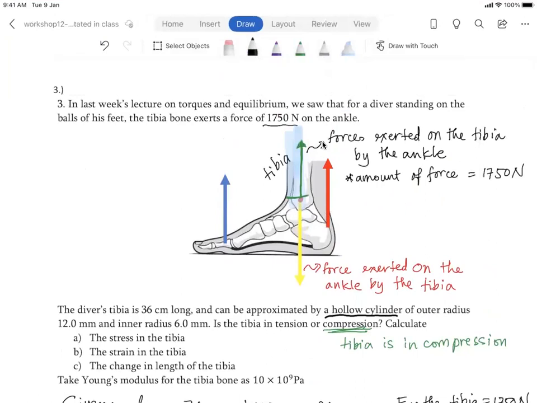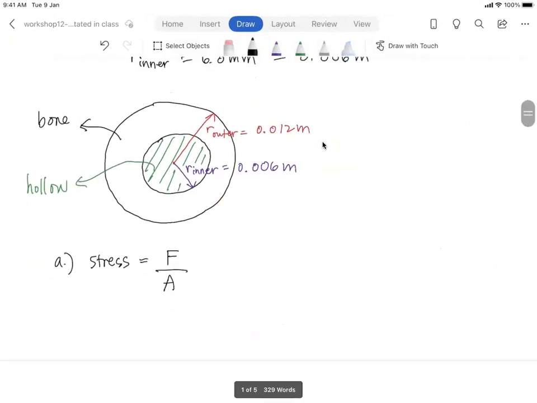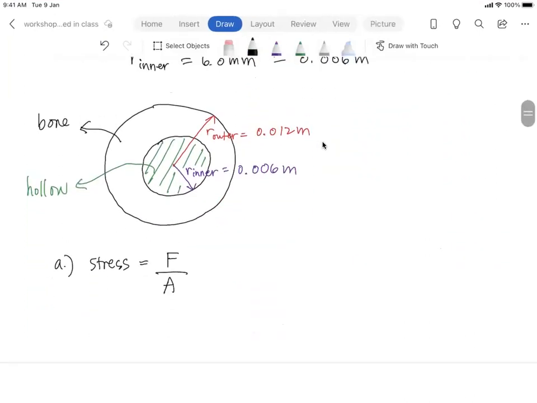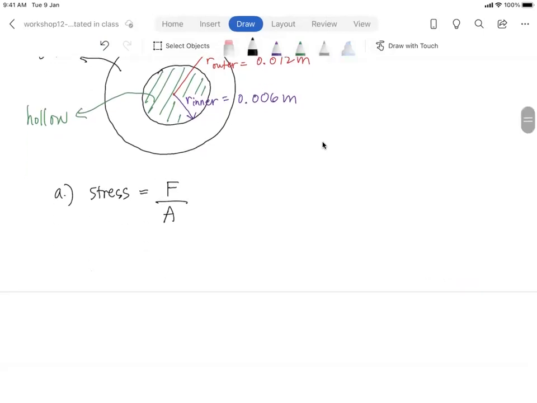The tibia bone exerts a force of 1,750 newtons on the ankle, but Newton's third law of motion says that the ankle should also exert 1,750 newtons of force on the tibia. So the force on the tibia is known. Looking at the equation for stress, we know the force. We then have to figure out the area of the bone over which the force is being exerted.